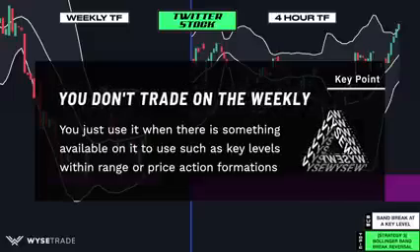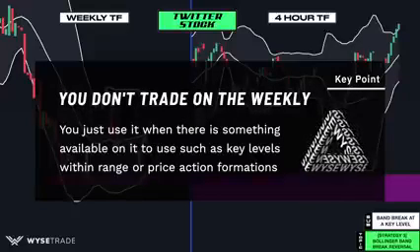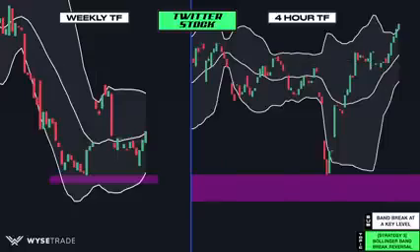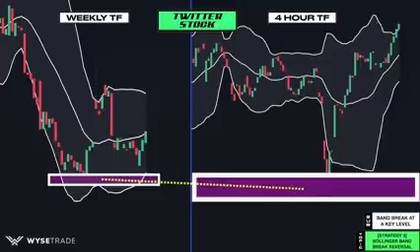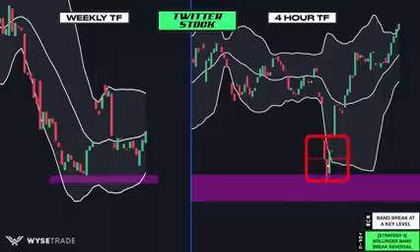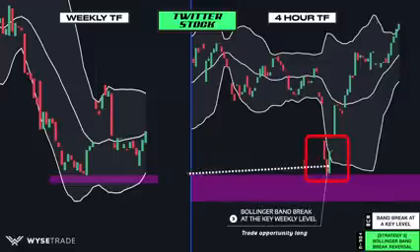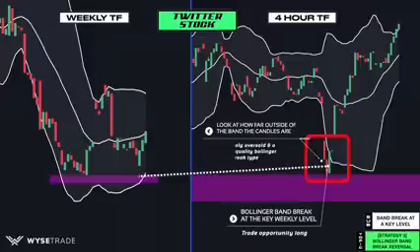Now, you don't trade on the weekly time frame. We just use it when there is something available on it to use, such as key levels within range or price action formations. So on the right is the 4-hour time frame. The weekly key level here is this same level here on the 4-hour time frame. You then had a perfect Bollinger Band break right at the very key weekly level, which presented a long trade opportunity. Also, notice how far outside the bands the candles are. Then, once you had an intraday trend change confirmation, you would use our entry and exit strategy for a quick long trade. Now, going in the opposite direction, in an uptrend.